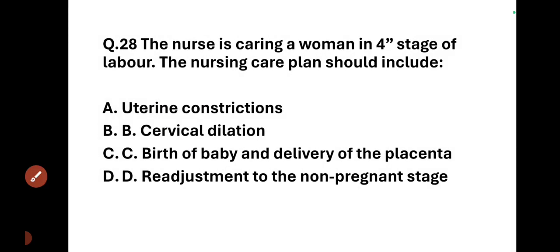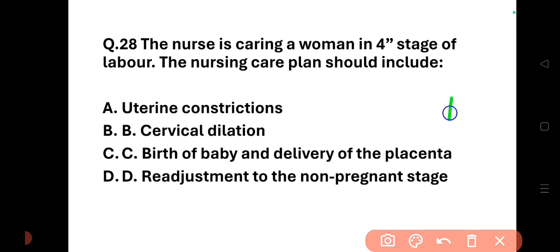Question number 28. The nurse is caring for a woman in fourth stage of labor. The nursing care plan should include? The right answer is option A, uterine contractions.